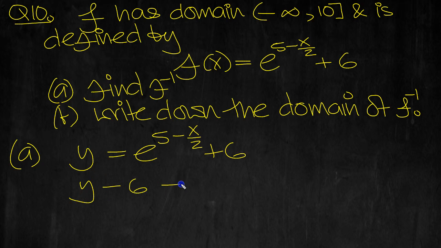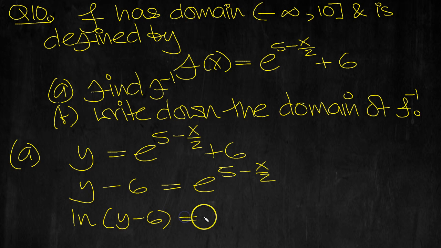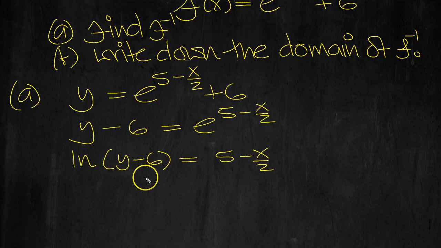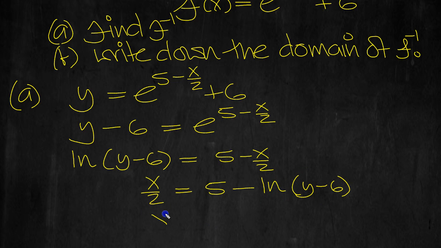So y minus 6 is equal to e to the (5 minus x) over 2. Take logs both sides then. Log of (y minus 6) is equal to (5 minus x) over 2. So move the x over 2 over this side to plus x over 2. Leave the 5 as is and move the log over and flip its sign. We get that. And so x is equal to 2 lots of (5 minus ln(y minus 6)).